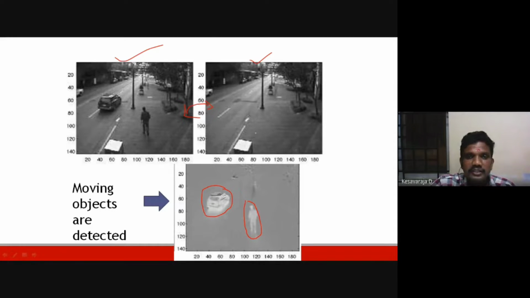What's the difference between these two images? That's one human being moving, and one car which is moving at that location. One of the easiest methodologies is called absolute difference between frames. So the object was easily detected.